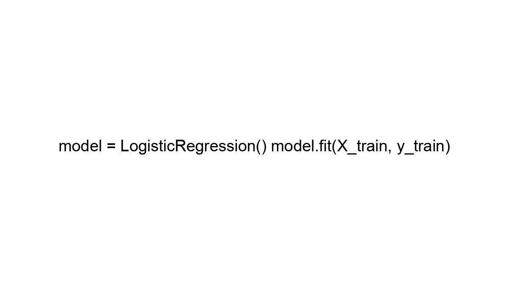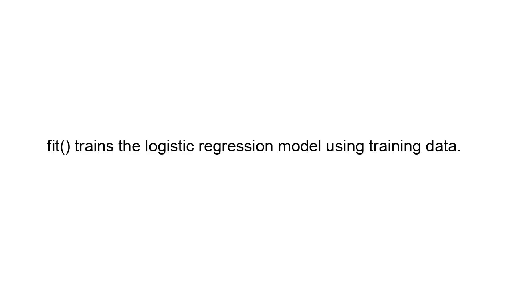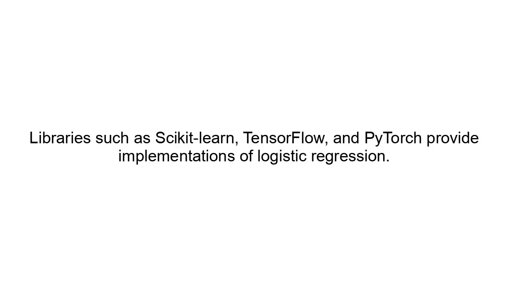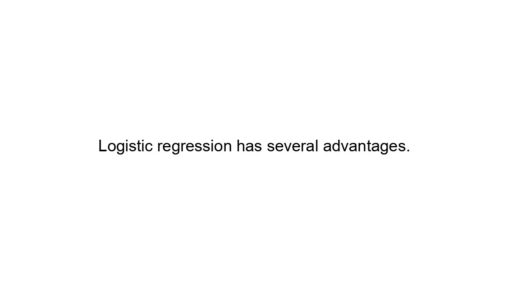Example Python code. Example logistic regression model using Python. From sklearn.linear_model import LogisticRegression. model = LogisticRegression(). model.fit(X_train, y_train). Here, fit trains the logistic regression model using training data. Libraries such as scikit-learn, TensorFlow, and PyTorch provide implementations of logistic regression.